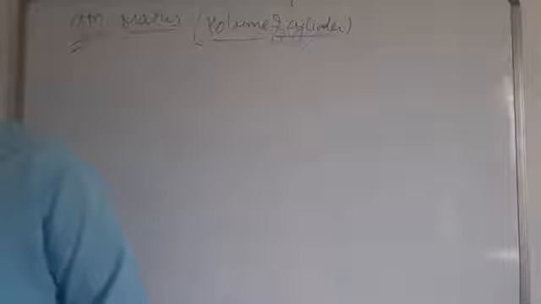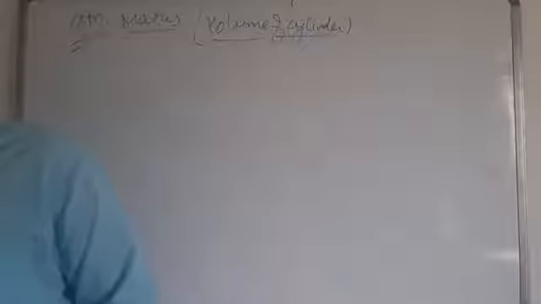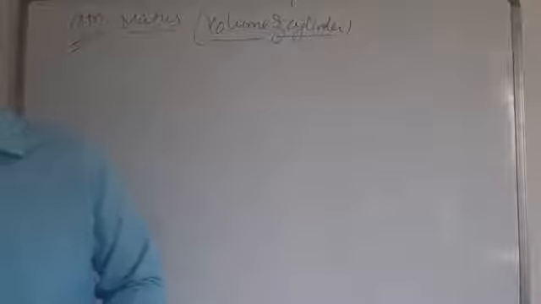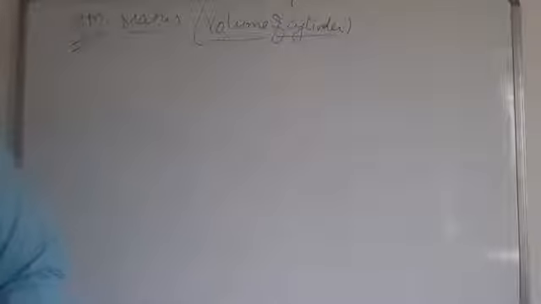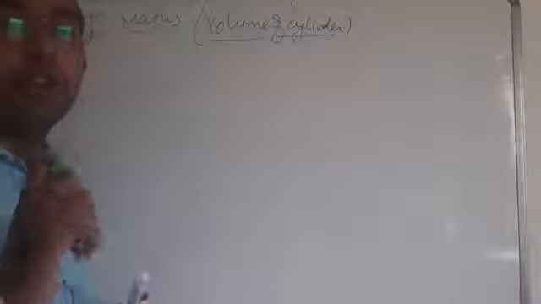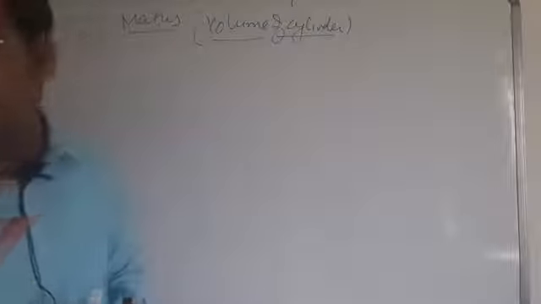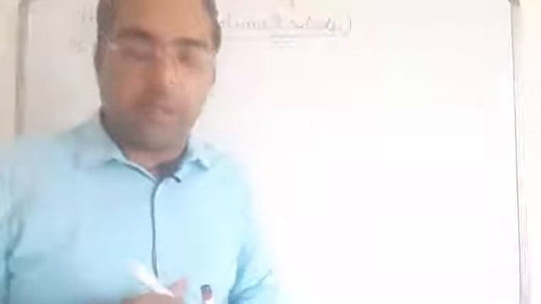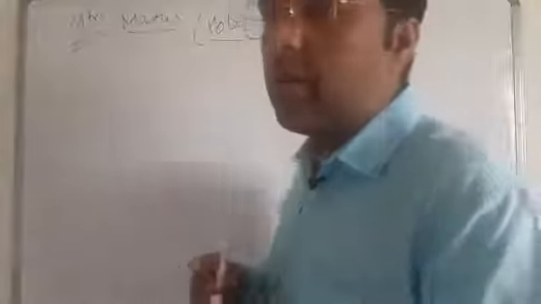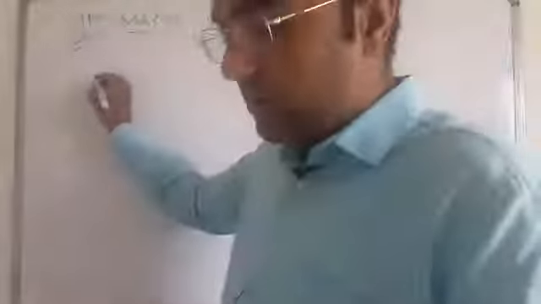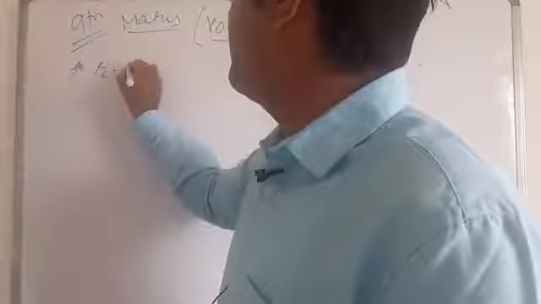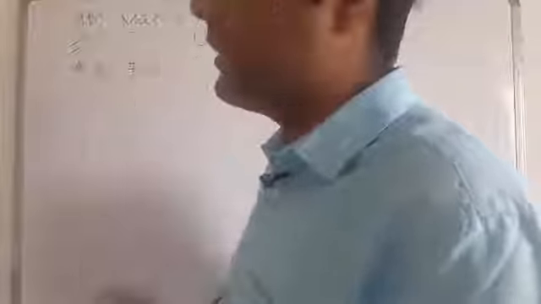A patient in a hospital is given soup daily in a cylindrical bowl of diameter 7 centimeter. Here is the bowl, which is in a cylindrical shape, and its radius is 7 centimeter. So I'll take the radius of the bowl as 7 centimeter.